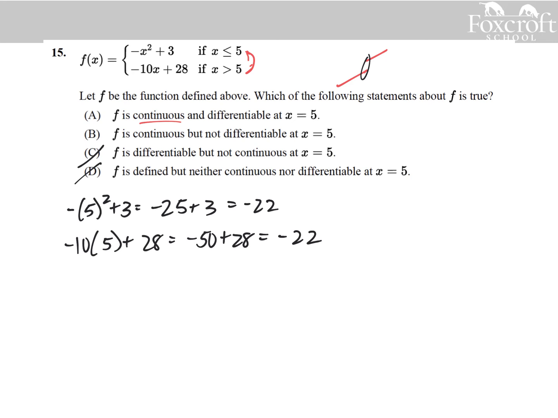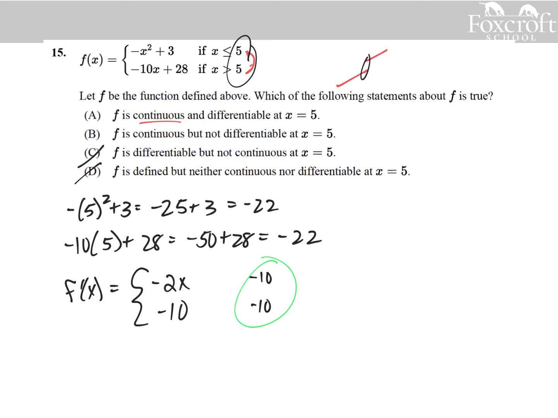And now we can figure out, is it differentiable? Well, differentiable means we kind of have the same thing. We don't have this jump, but that's related to the tangent lines instead. So now what we have to do is find f prime of x, which is going to be the derivatives of these things. There's going to be negative 2x, and this is going to be negative 10. And now we have to plug in 5 where that jump happens. So if I plug in 5 here, I'm going to get negative 10. Here, it doesn't matter what I plug in, I get negative 10. And again, those match up, so this function actually is continuous and differentiable at this point.